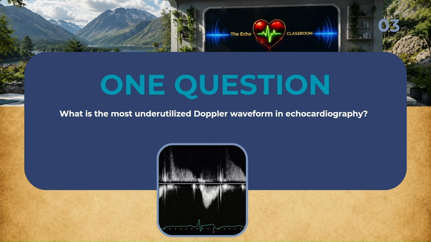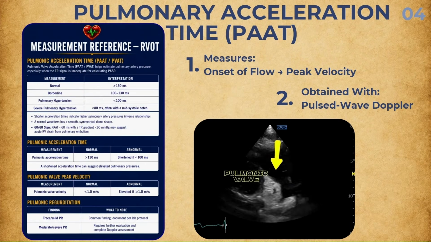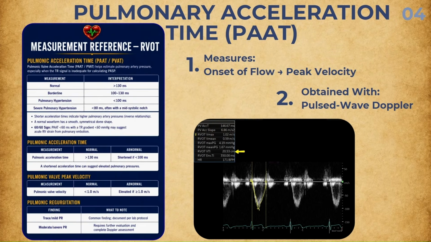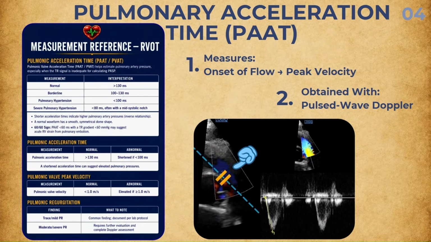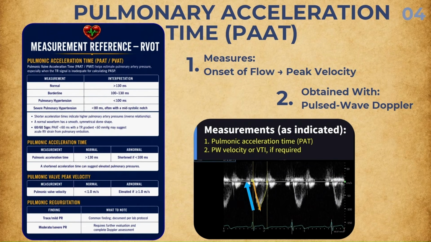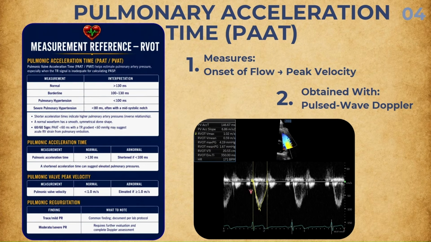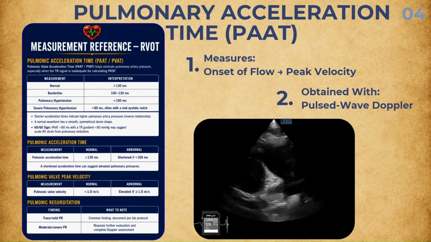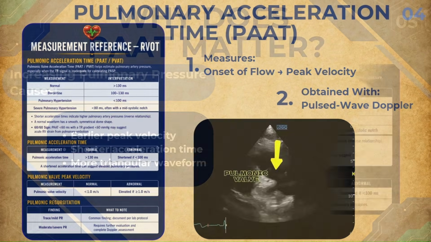So let's begin there. Pulmonary acceleration time, sometimes called PAAT or PVAT, measures the interval from the onset of systolic flow to peak velocity. To obtain it, use pulse wave Doppler, place the sample volume within the RVOT, position it just proximal to the pulmonic valve, and measure from the beginning of flow to peak velocity. Simple measurement, powerful information. While we're here, let's look at one of the measurements obtained from this view. Remember, measurements are most valuable when we understand where they come from and what they are telling us.